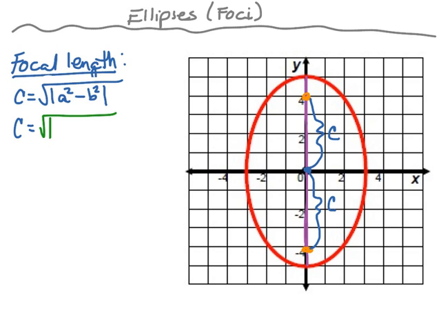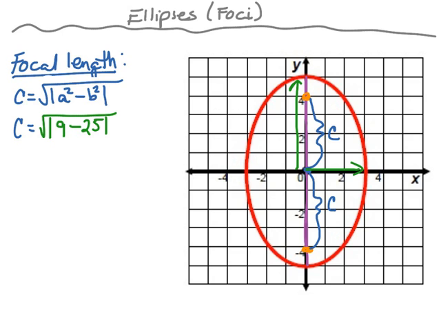A is the horizontal distance. It's the distance from the center to this point over here. Notice how that's a distance of 3. But if I square that 3, 3 squared is 9. Minus the vertical distance squared. So again, vertical distance is the distance from the center up to this point here. And that's a distance of 1, 2, 3, 4, 5. But if I square that 5, it becomes a 25.